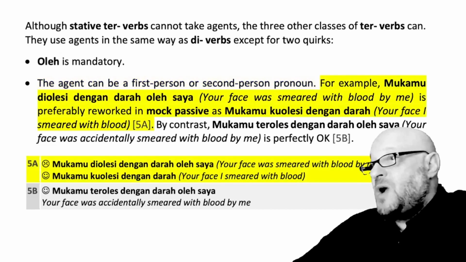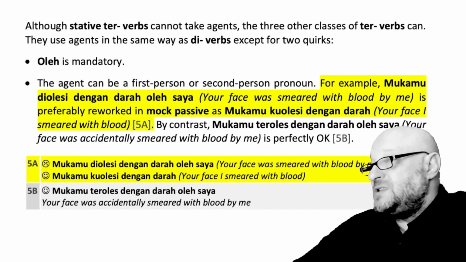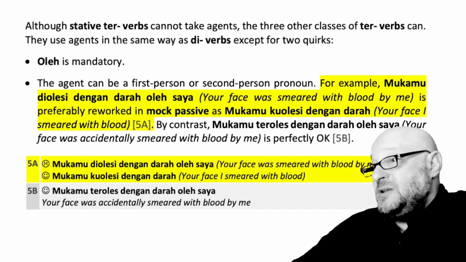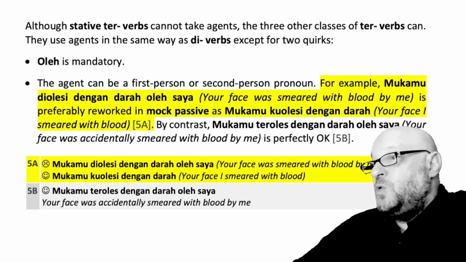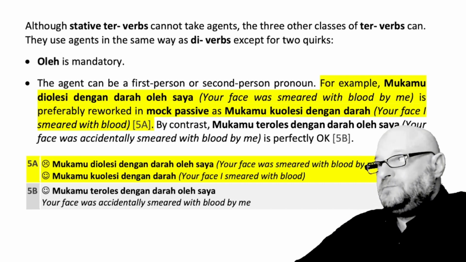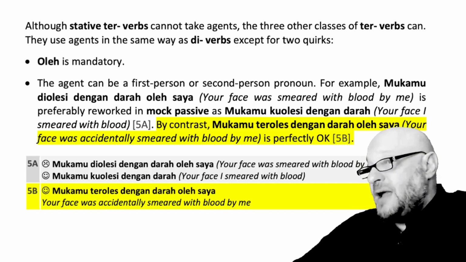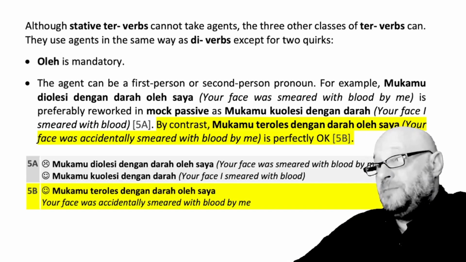For example, mukamu diolesi dengan darah oleh saya, your face was smeared with blood by me, is problematic because the agent is first person. This sentence is preferably reworked in mock passive as mukamu kuolesi dengan darah. Your face I smeared with blood. By contrast, mukamu teroles dengan darah oleh saya. Your face was accidentally smeared with blood by me is perfectly okay.